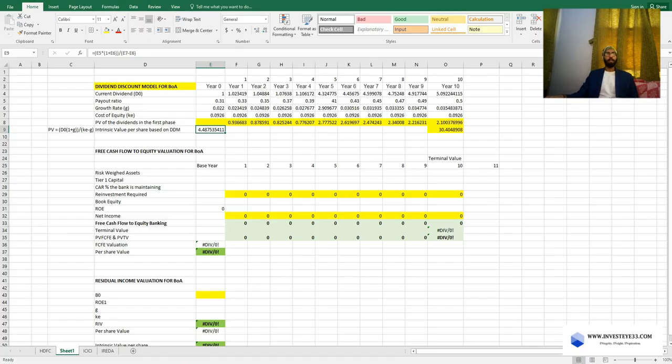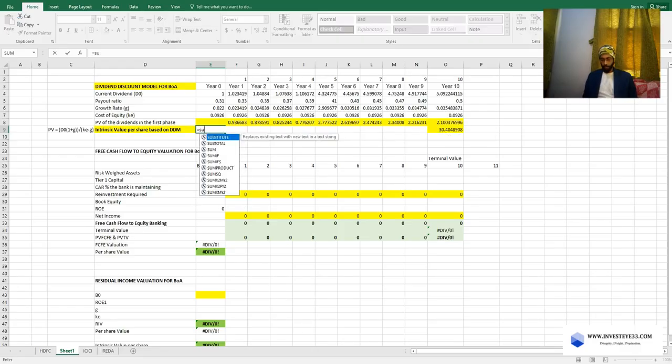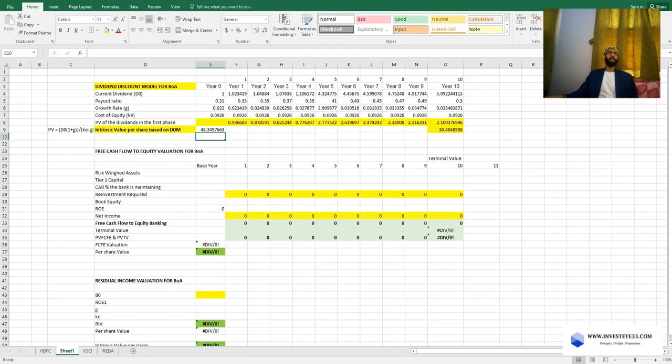So here the intrinsic value with respect to dividend discount model for Bank of America is equal to sum of all these numbers. That is sum of all the years of dividends, 10 years of dividends, plus the value of Bank of America 10 years down the line. This comes to be 48.349.